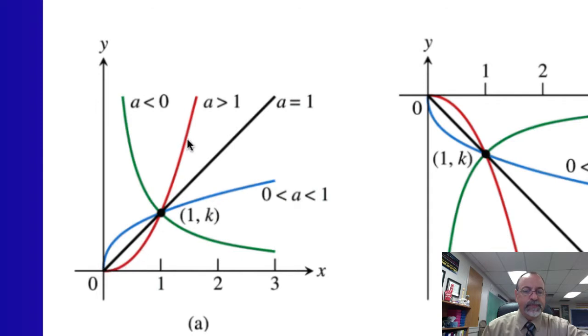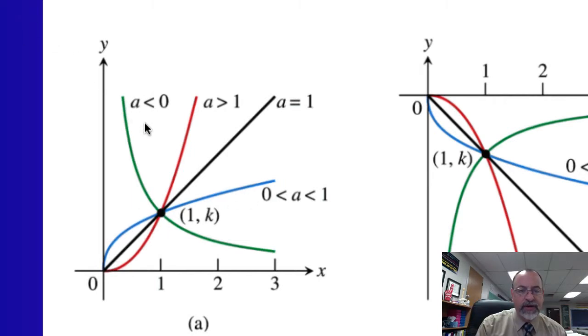If the power is between 0 and 1, remember it's a fraction, so in that case it's going to look like this blue line. So it still goes through (0, 0) and through this point. So anything between 0 and 1, a fractional power or a root power, is going to look like this. And again, the bigger the denominator, the more flat this is going to be as it comes through here.